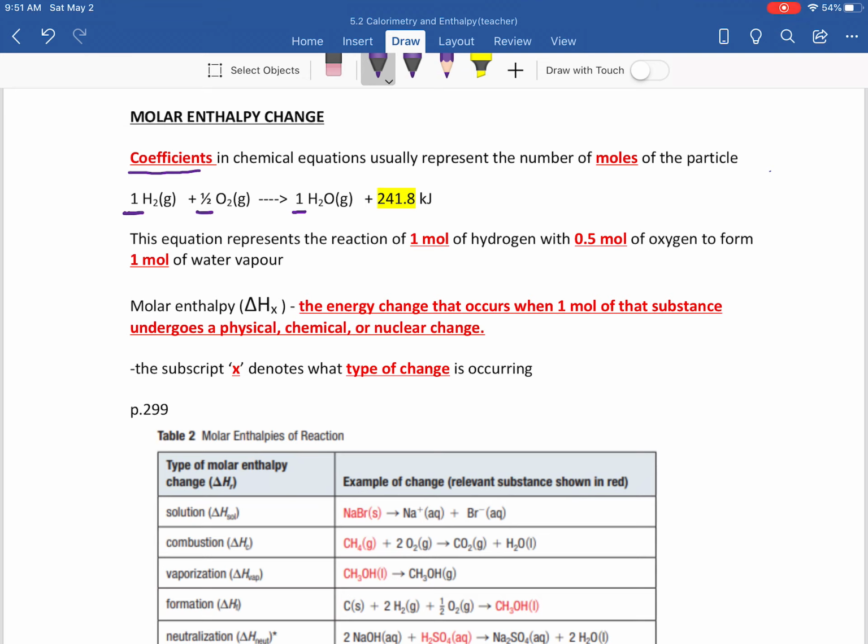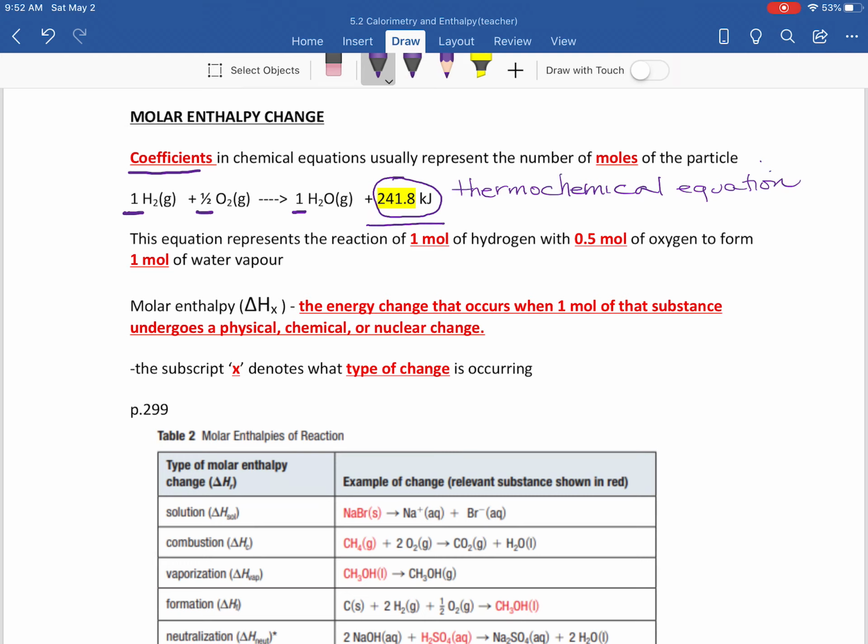So for our purposes here, we've got 1 mole of hydrogen gas and half a mole of oxygen gas combining together to make 1 mole of water vapor. The other important thing that you may not have seen before is the fact that we have an energy term in our chemical equation. And this energy term makes this not just a chemical equation, but now it's a thermochemical equation because we've added the energy term. So the minute that there's kinetic energy involved, it becomes a thermochemical equation.